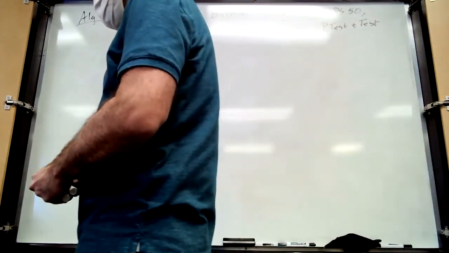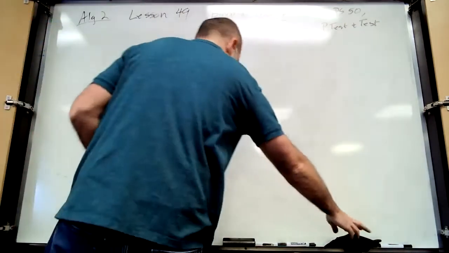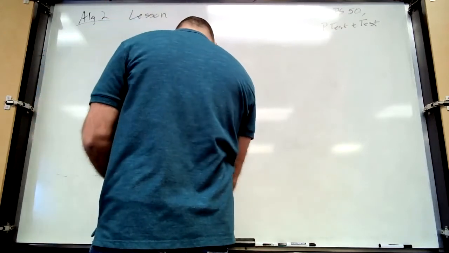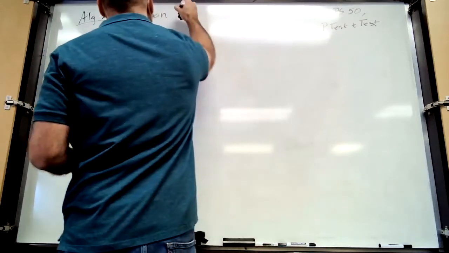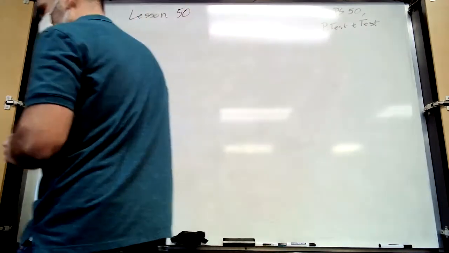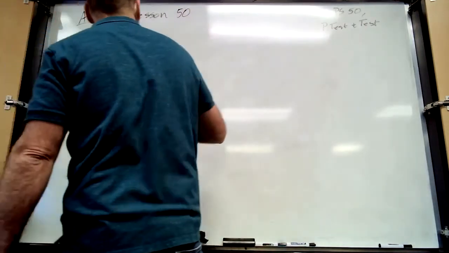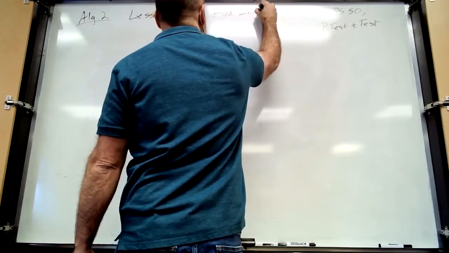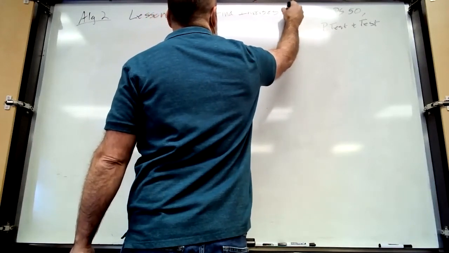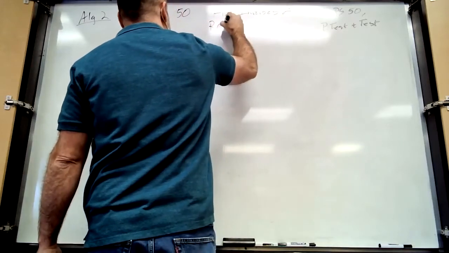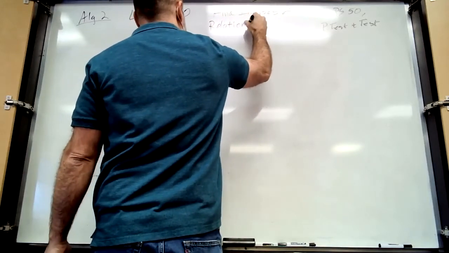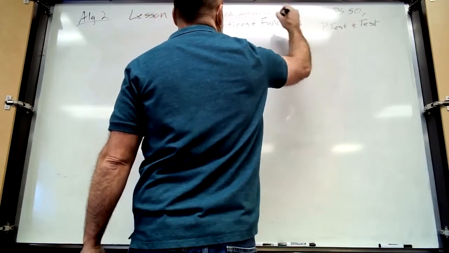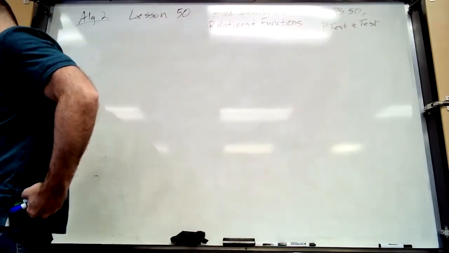Okay. So this is lesson 50. So we're going to find inverses of relations and functions. Sounds confusing, but it's really rather simple. So take heart.